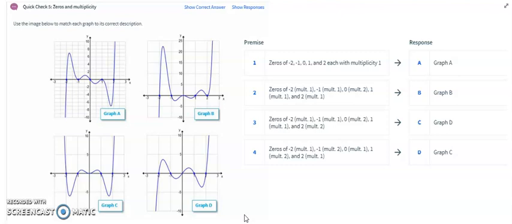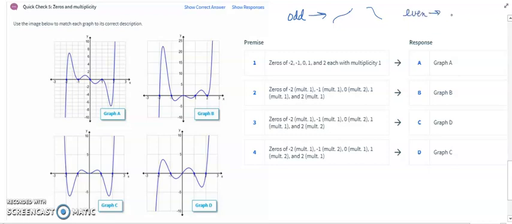And so let me just remind you that if a zero has an odd multiplicity, then the graph will have to go through that zero. It's going to cross through it. If it has an even multiplicity, the graph is going to have to bounce off of the axis at that point. And so we think about this first description.